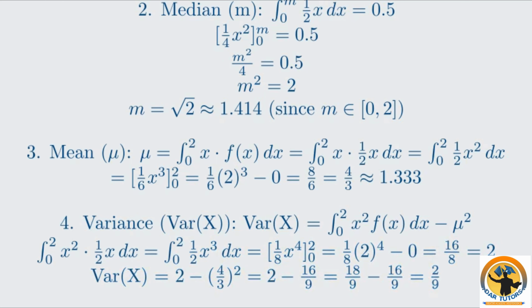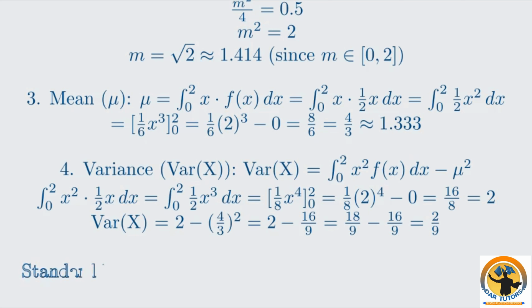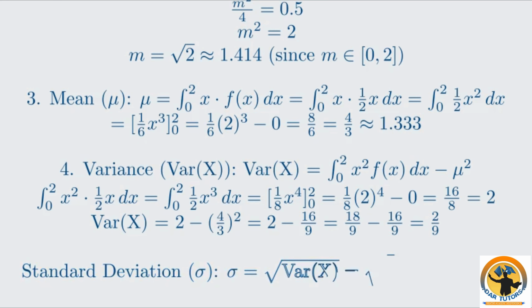So the variance is 2/9. The standard deviation is the square root of the variance. So sigma is the square root of 2/9, which is the square root of 2 over 3, or about 0.471.